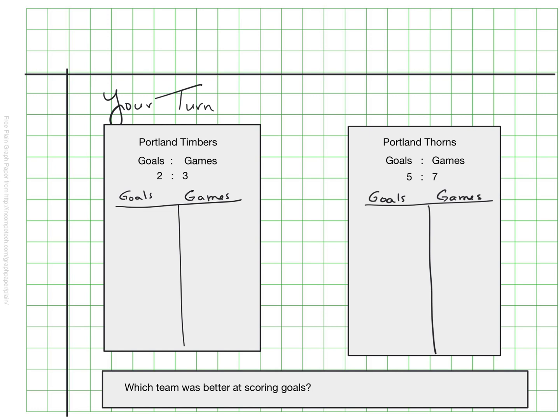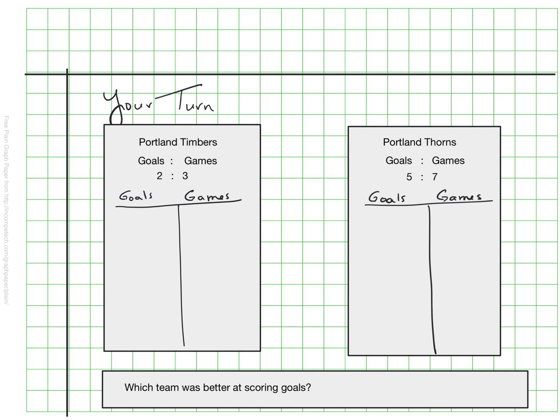For your turn, I want to think about the Portland Timbers and the Portland Thorns, and I want to think about which team was better at scoring goals. So the Timbers have a ratio of 2 goals in every 3 games, and the Thorns have a ratio of 5 goals for every 7 games. And I want you to build your table so that we can look at it together. So make sure you write it down, and then use that table to prove which team was better at scoring goals.